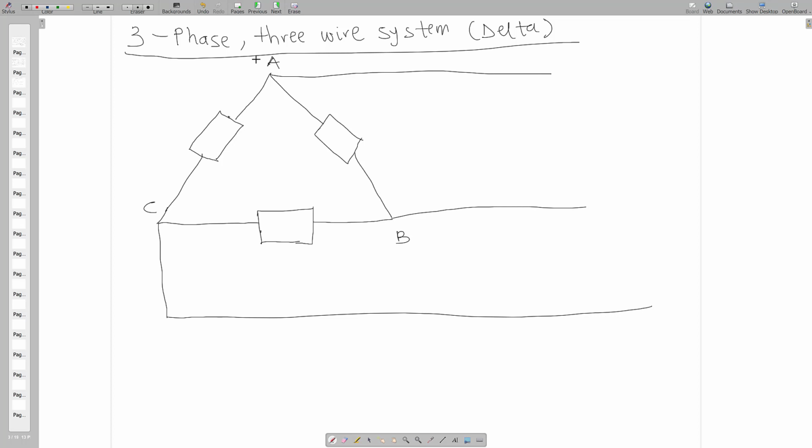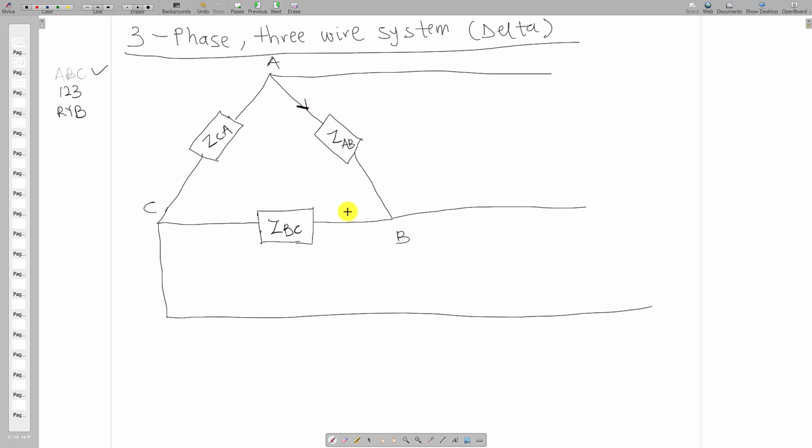Right, so we know that the phase sequence in three-phase is either ABC, or 1 2 3, or RYB. In this system I'm using the ABC phase sequence. Since this phase is AB, I can say that the load here is ZAB, and since this phase is BC, this load is ZBC, and this load is ZCA, like that.